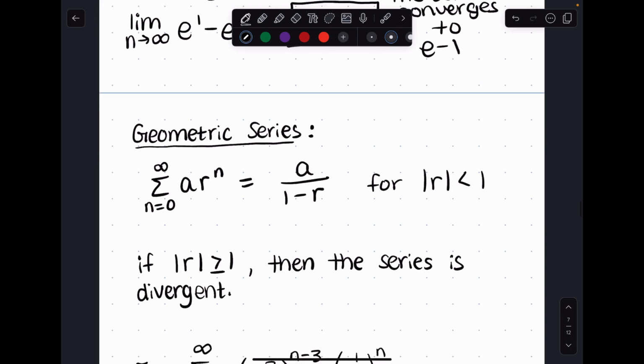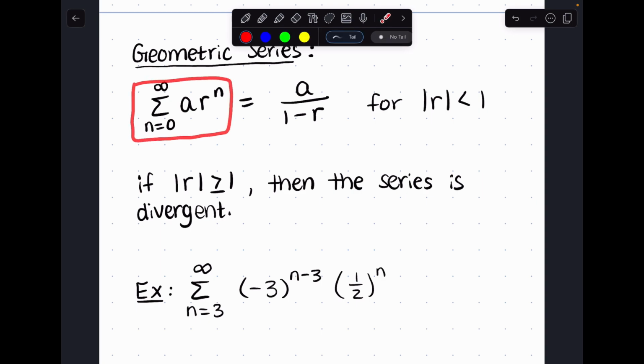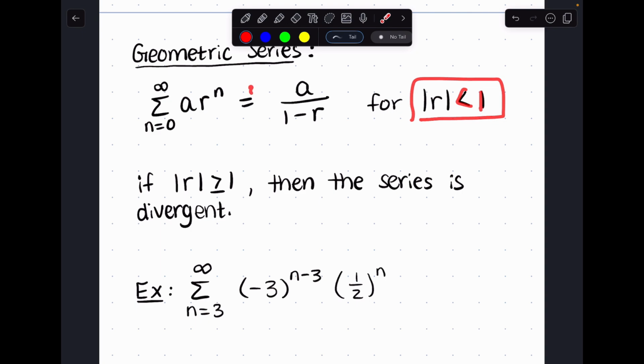All right, next we talked about the geometric series. And we did a whole proof in class. We're not going to do the proof in this video, but we got this formula for the geometric series. We have it completely figured out. So for the geometric series, so long as my indexing is starting at 0, we have this nice formula that we derived in class. So long as the absolute value of my common ratio, r, is less than 1, then my geometric series is convergent, and its sum is going to be a over 1 minus r.